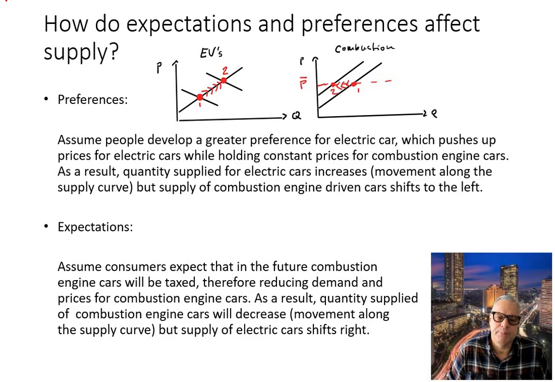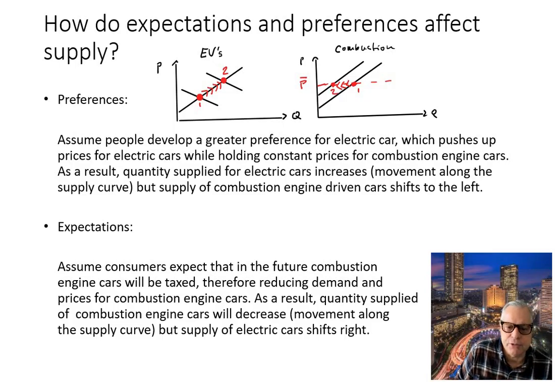Okay, so what happens is when preferences for EVs shift up the price for EVs, quantity supplied of EVs increases, but supply of combustion engine vehicles goes down. What about expectations? Assume consumers expect that in the future combustion engine cars will be taxed, therefore reducing demand and prices for combustion engine cars. As a result, quantity supplied of combustion engine cars will decrease, a movement along the supply curve, but supply of electric cars shifts right. Let's also do that.